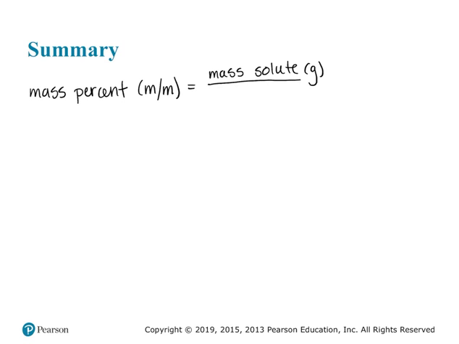And let's kind of summarize all of the different concentrations that we went over. Okay, so the first concentration was the mass percent. And remember, that was equal to the mass of the solute in grams over the mass of the solution in grams times 100. And remember, the solution mass is the sum of the solute and solvent masses.